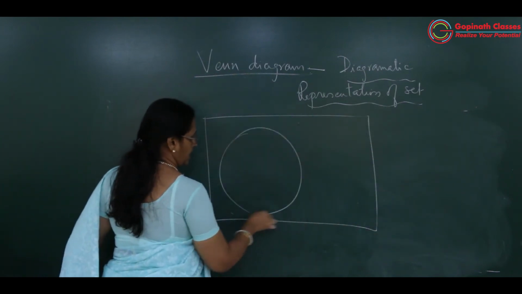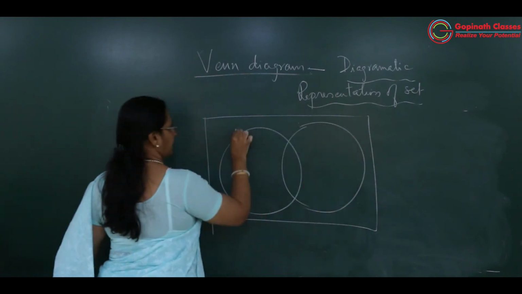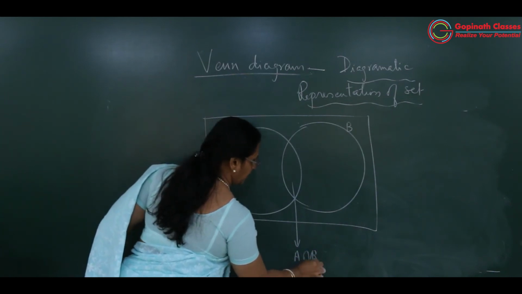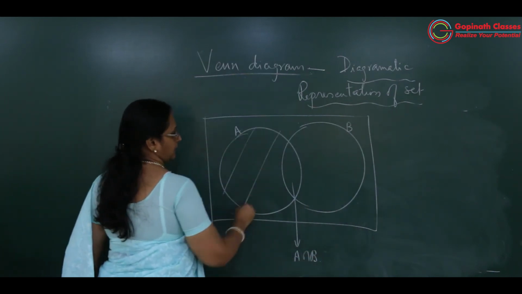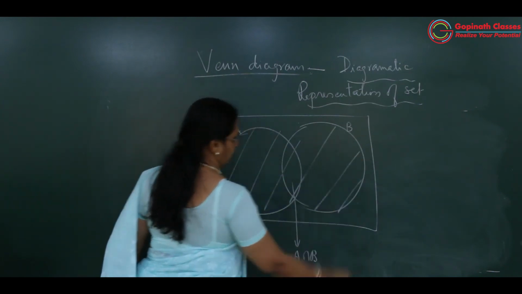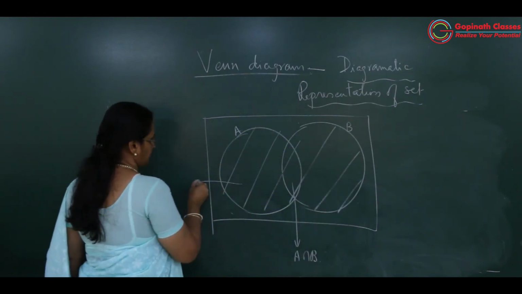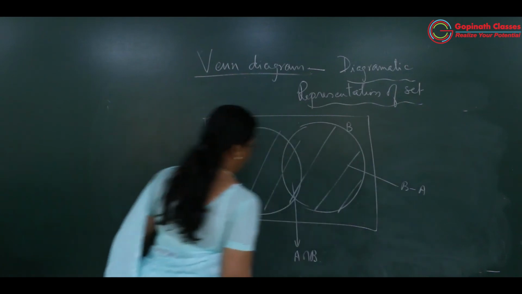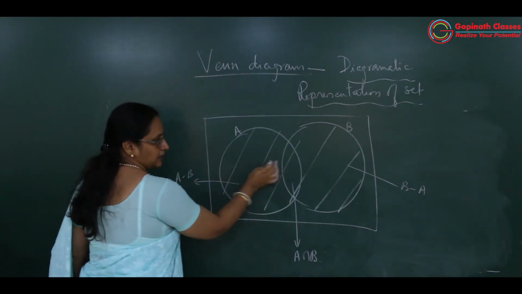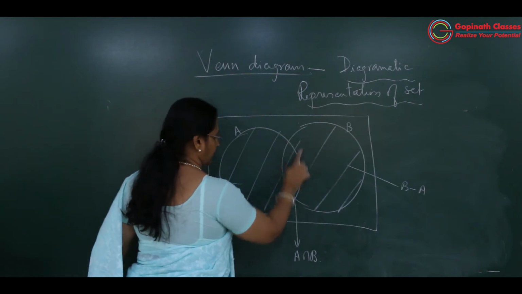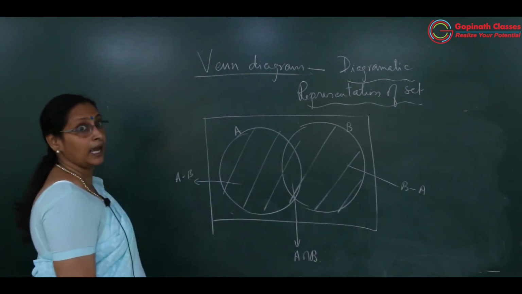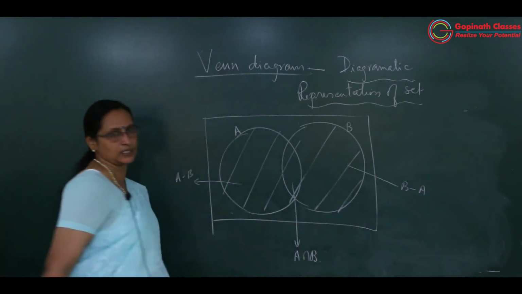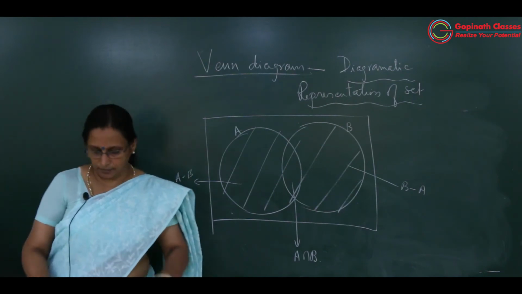So in one diagram I can make it a little more clear. Suppose this is A and this is B. This part is A intersection B, and the complete one is A union B. This part is A minus B, and this is B minus A. You can see A minus B, this part, B minus A, this part, and A intersection B. When these three are combined you will get A union B. So it's nothing but A minus B, B minus A, and A intersection B. So this is the Venn diagram use.